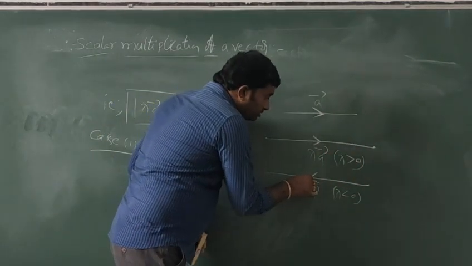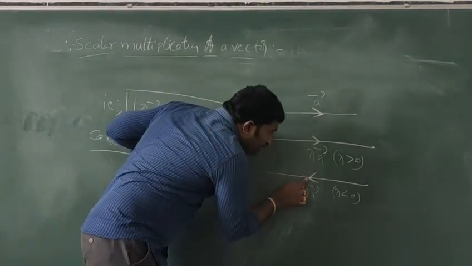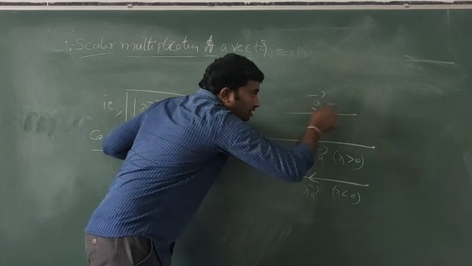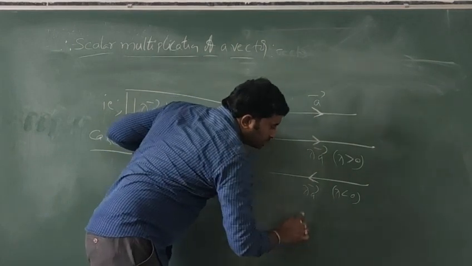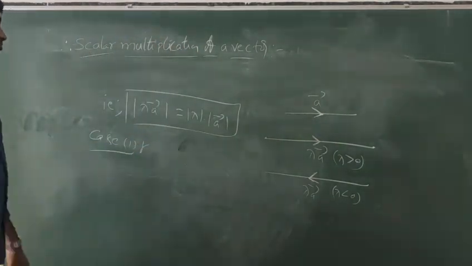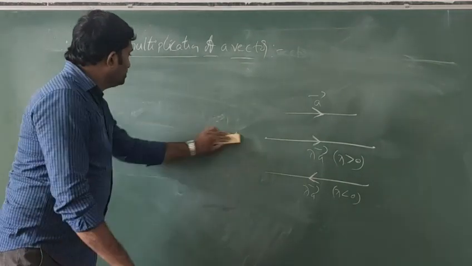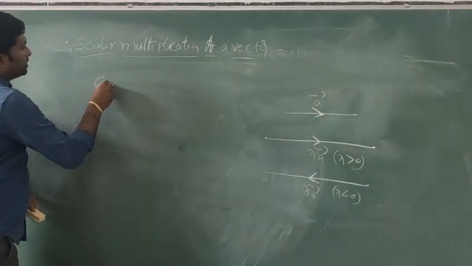Next, draw the same thing. But here, this is also lambda a bar only. But the direction of this vector lambda a bar is opposite to the given vector. Why? Because this scalar lambda is less than 0. Less than 0 means negative. Write down these two things. Draw these three things and write down two cases. First, case 1.